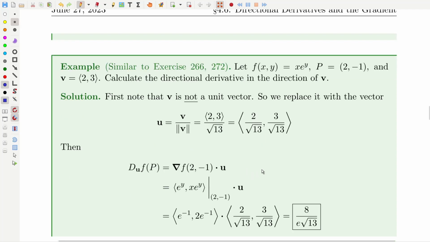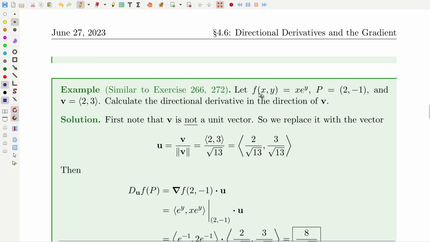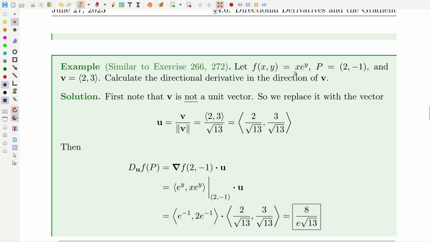Right, here's another example. Instead of gradient, this time we're talking about the directional derivative, which relies on the gradient. So you're given a function f, x times e to the y. You're given a point p and a direction vector v, and you want to calculate the directional derivative in the direction of v. Okay, so in this situation, v is not a unit vector, so we need to start by normalizing it. All right, so divide by its magnitude.